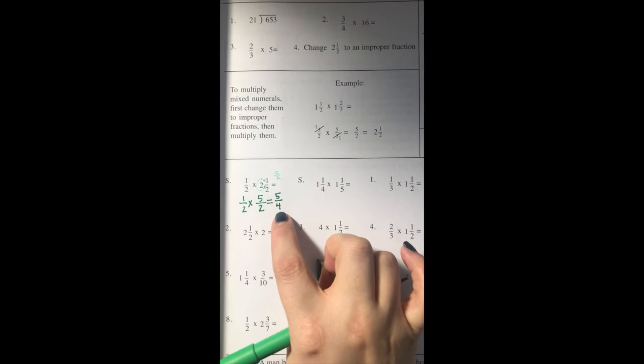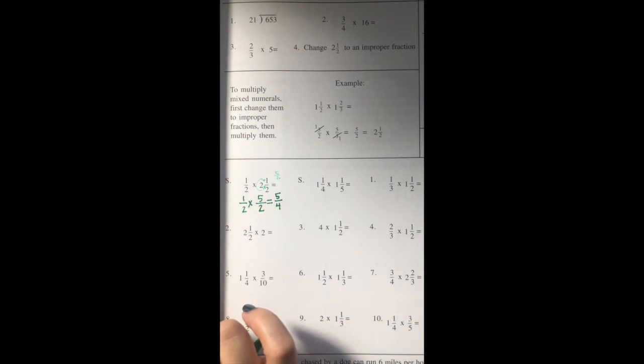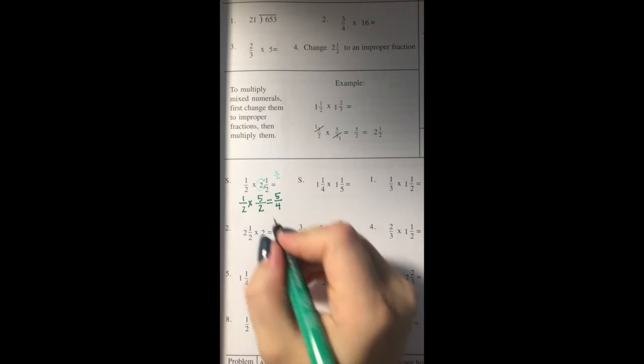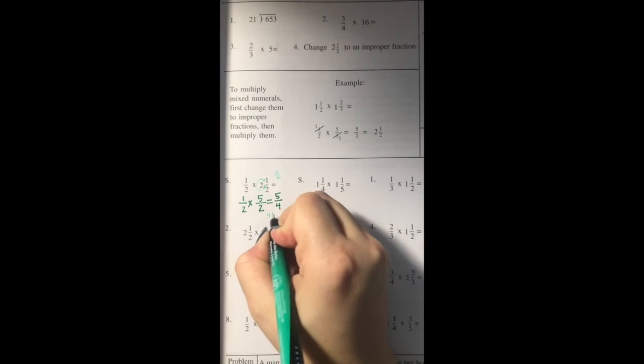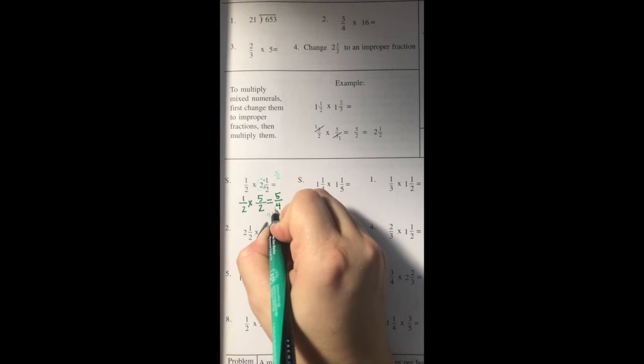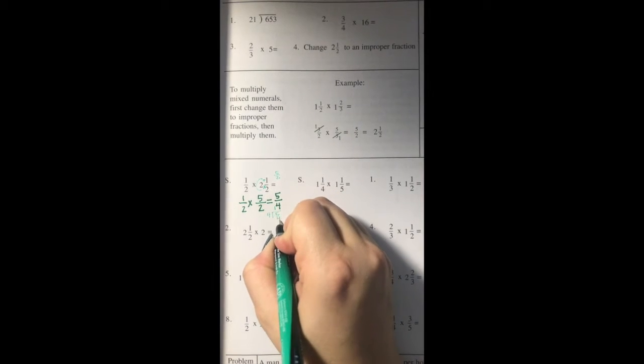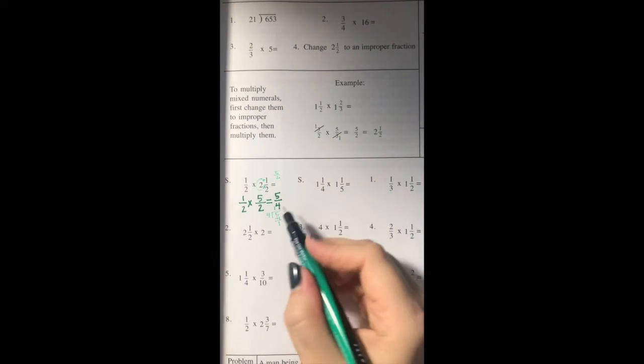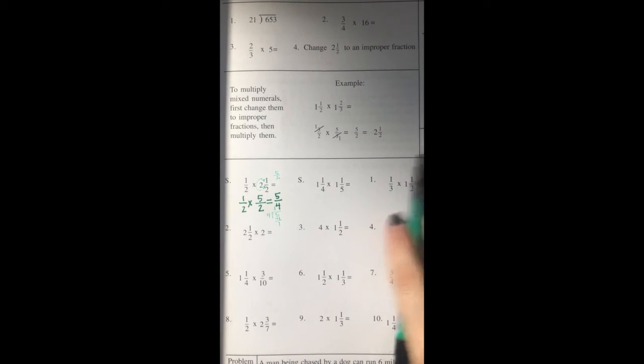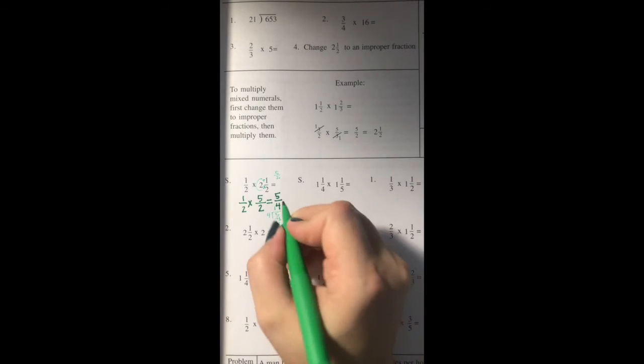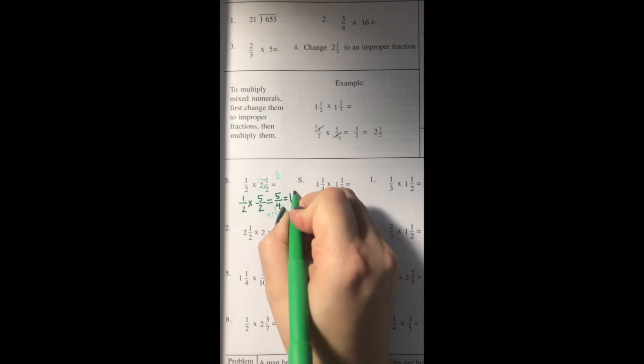But we should change this back to a mixed numeral, which we've been doing for a while. So you would just do the normal method to change an improper fraction into a mixed numeral. So we just do quickly 4 into 5 once, and then 4 gives you 1, and you would have 1 and 1/4. So you would actually be able to change this into 1 and 1/4.